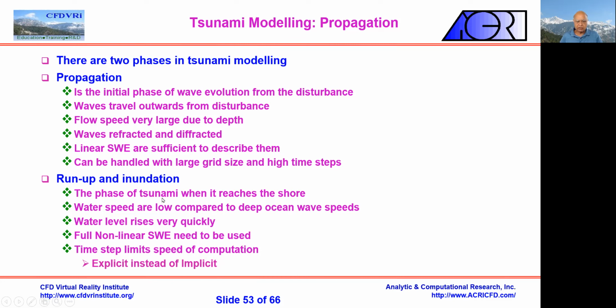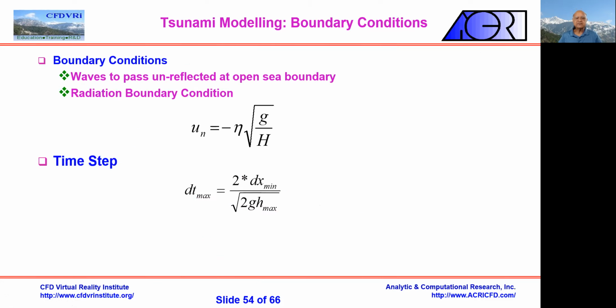So once they come close to the coast from the open sea, the phase of the tsunami when it reaches the shore is very important. And then that will determine what height you have at that time and what speed you have and what is the water level. It typically happens very quickly. And as I said, it's so fast and the speeds are such that you can't outrun these tsunamis. So for the waves to pass unreflected at the open boundary, this is the boundary condition we use. And we say the velocity would be related to the height with this condition, which is the radiation boundary condition. The time step, because we want to maintain second order accuracy, usually has a limit.